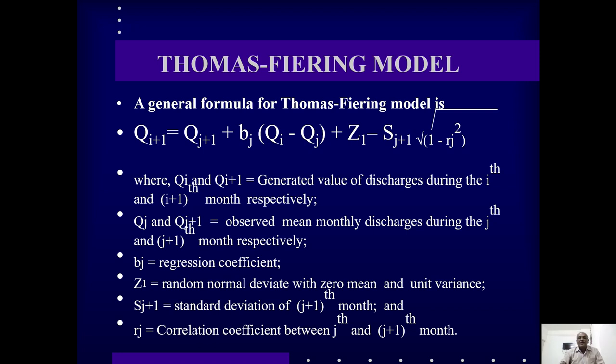Another, the Thomas Fiering model, also we have used here. The general formula is given here, where Qi and Qi plus 1 are the generated values of the discharges during i and i plus 1. Qj and Qj plus 1 are the observed mean monthly discharges during the jth and j plus 1 months respectively. Vj is the regression coefficient, Zi is the random normal deviate with 0 mean and unit variance. Sj plus 1 is the standard deviation of the j plus 1 month, and Rj is the correlation coefficient between the jth and j plus 1 month.